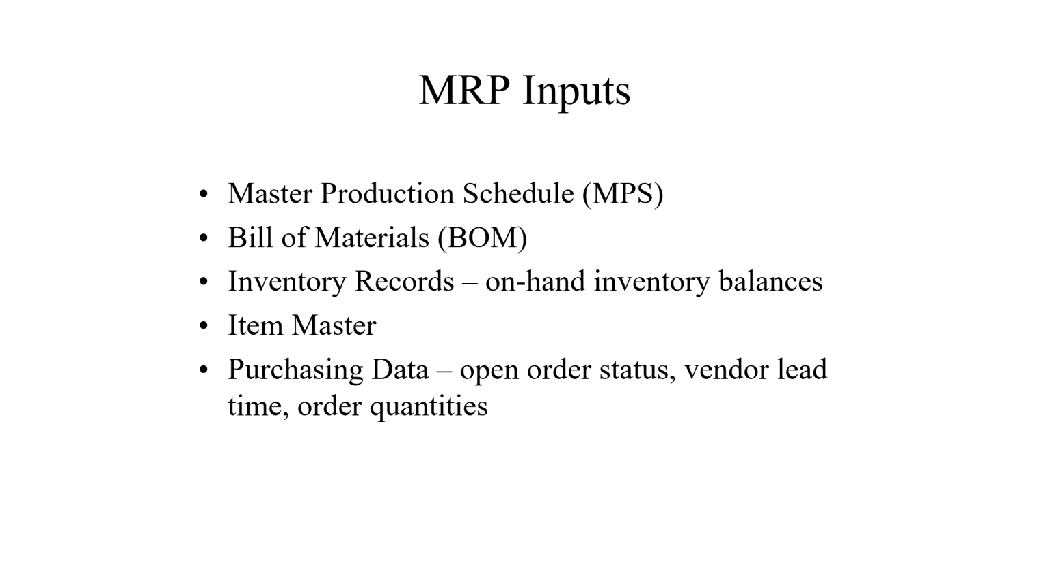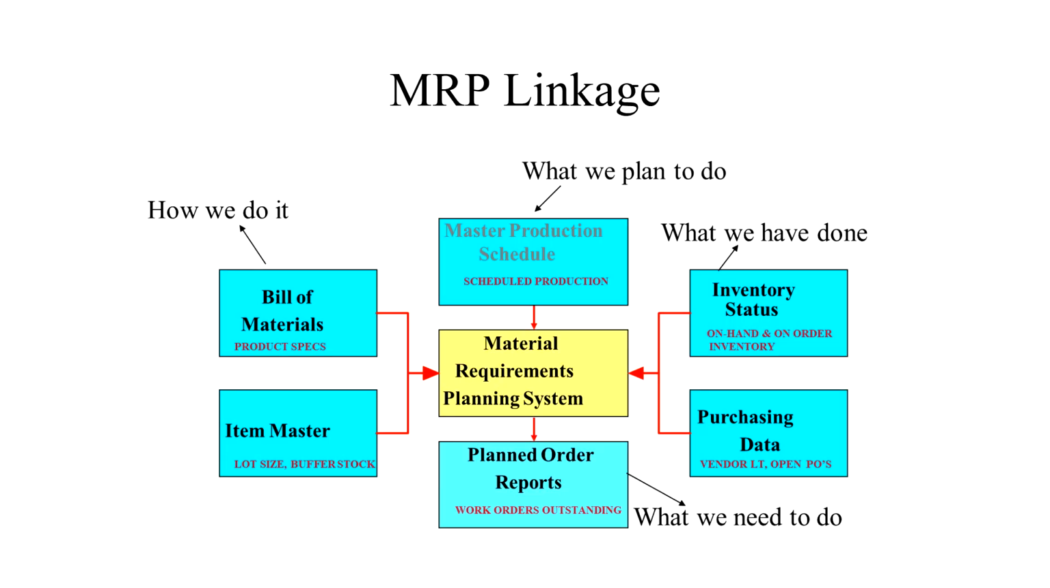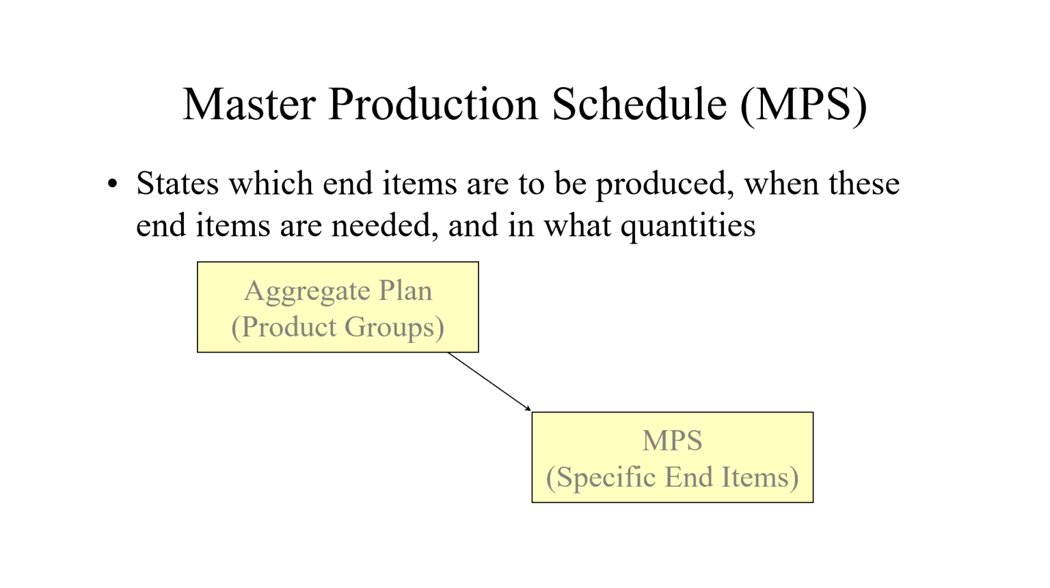Next, we have our inputs. To run the MRP process, you need 3 main pieces of information: the master production schedule, the bill of materials, and the inventory records, specifically inventory balances that are currently on hand. Here is the linkage of them all, the connection. Again, I don't know if I can fully go over this part, but then we have our master production schedule. This states when finished items are going to be produced, when they're needed, and what quantities.